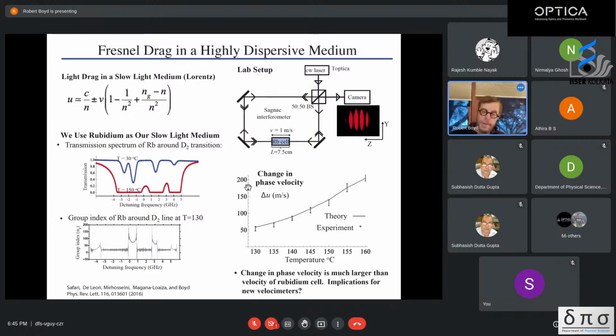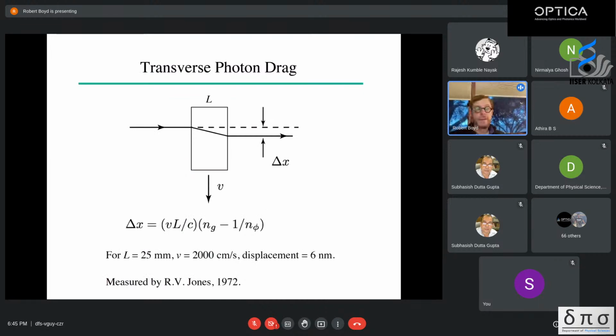Here's the change in phase velocity plotted as a function of the temperature of the cell. Theory and experiment agree very well. Now, what is the point of this? Well, you can see here that the change in the phase velocity is much larger than the velocity of the rubidium cell itself. So we're looking to see whether we can build new sensitive interferometers based on this light drag effect. Now, what I just told you about is longitudinal photon drag.